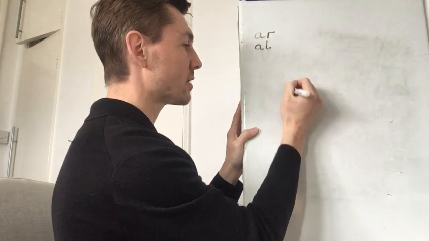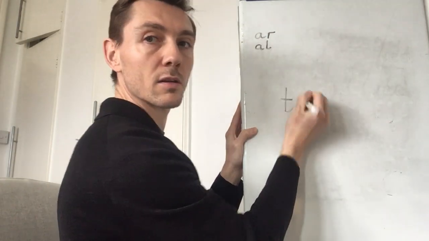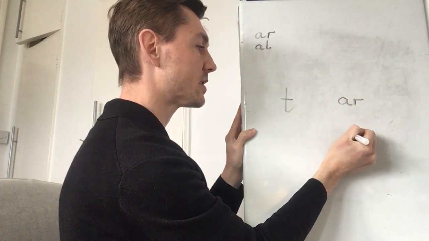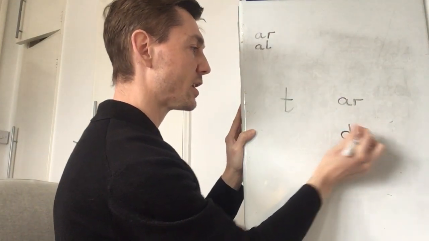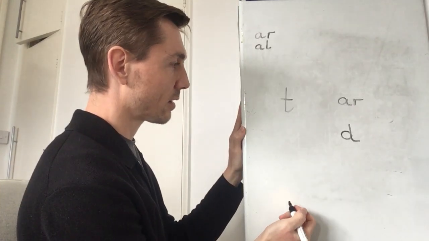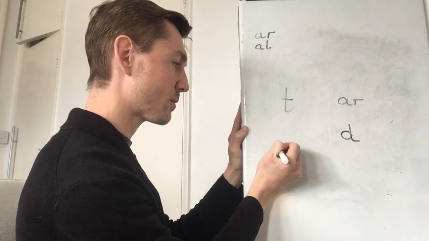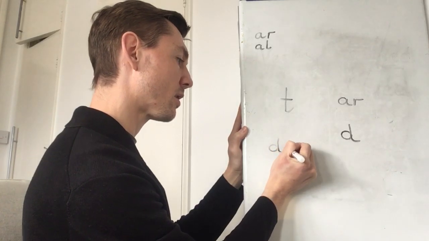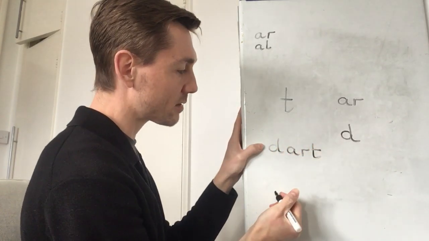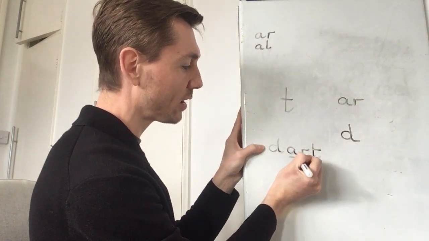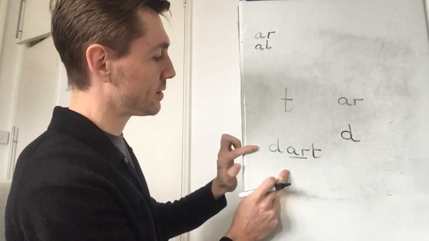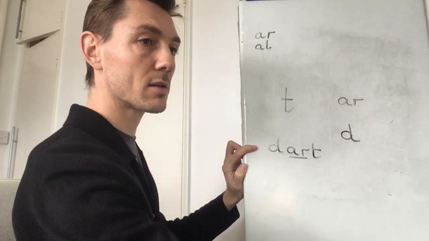The next word is dart. Can you use these sounds to build the word dart? And we say the sounds D, R, T, dart. And we underline the AR spelling of R that we've already got up here from before. Art, dart.